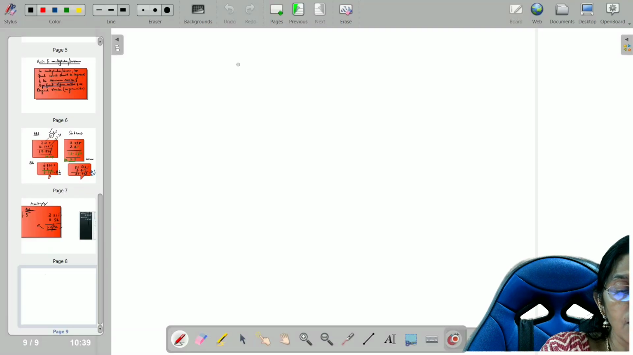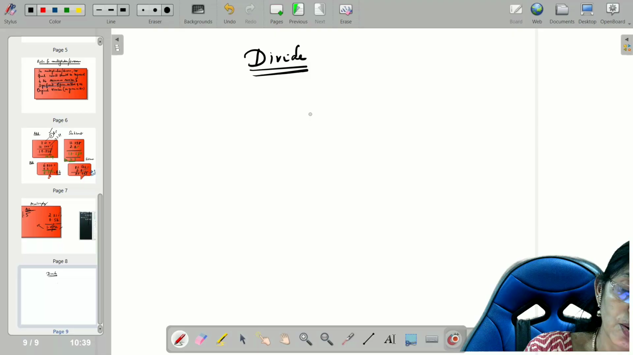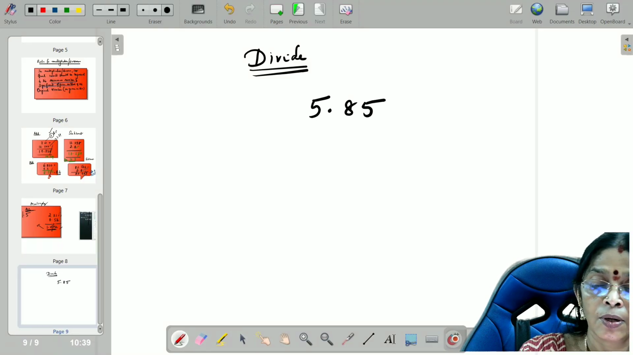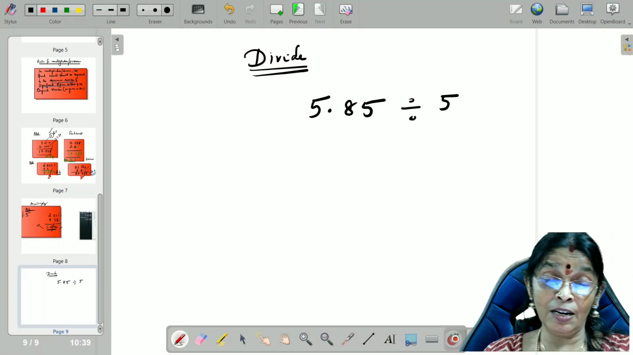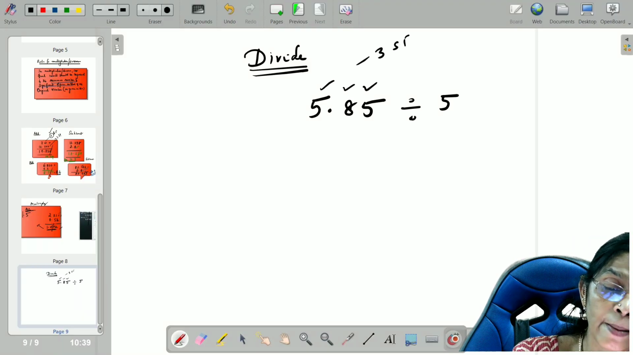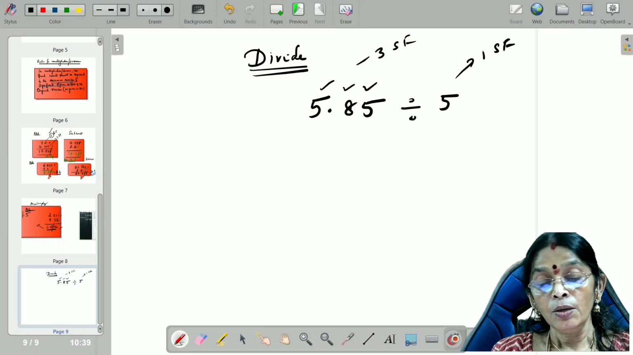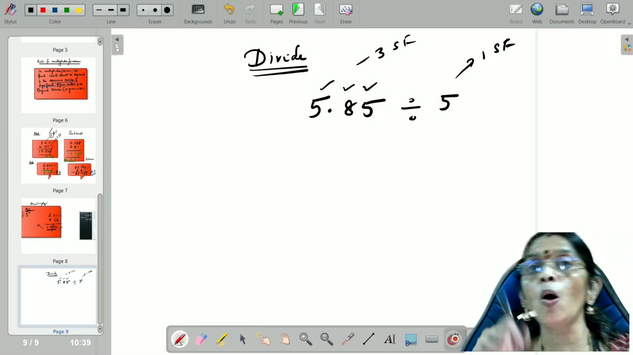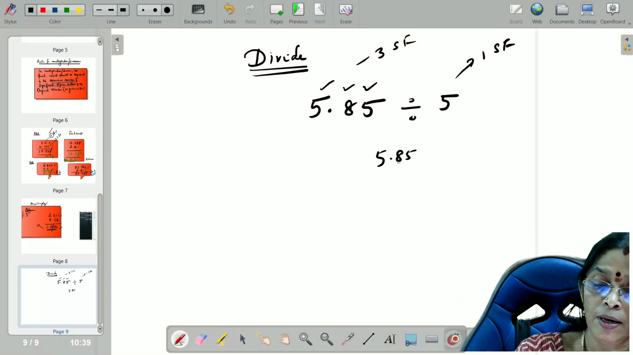So now divide. I'm going to divide 5.85 divided by 5. So how many significant figures are there? Here 1, 2, 3 significant figures, but here only one significant figure. So therefore, the answer should be correct to how many significant figures? Only one.